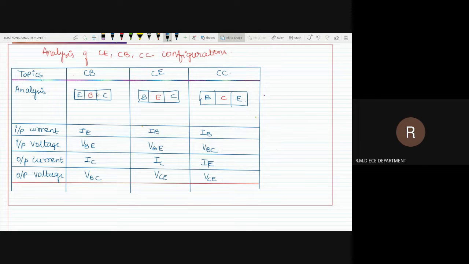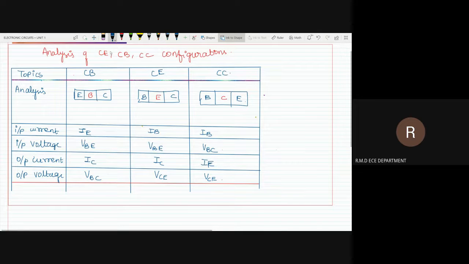Initially we have three configurations: CE, CB, and CC. CB is common base, CE is common emitter, and CC is common collector. In general, whichever letter is the common terminal has to be written in the middle. So the letter B, for common base, I write in red color in the middle. The same way for E and C.